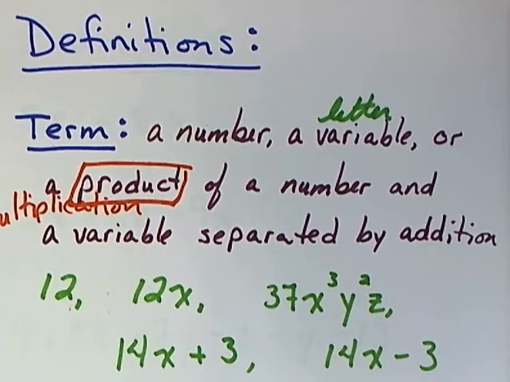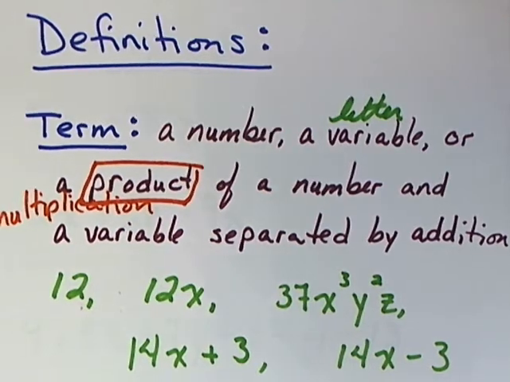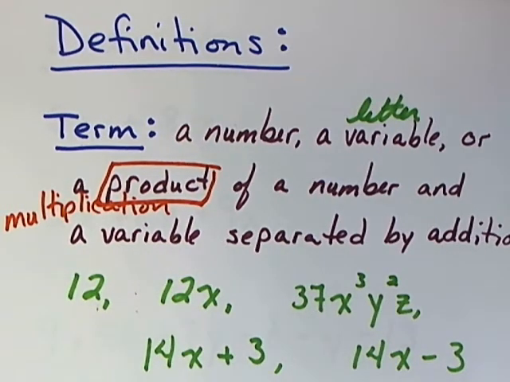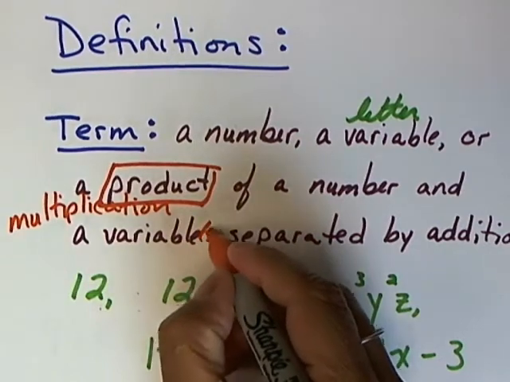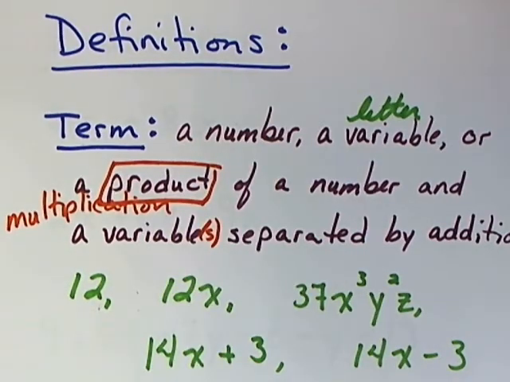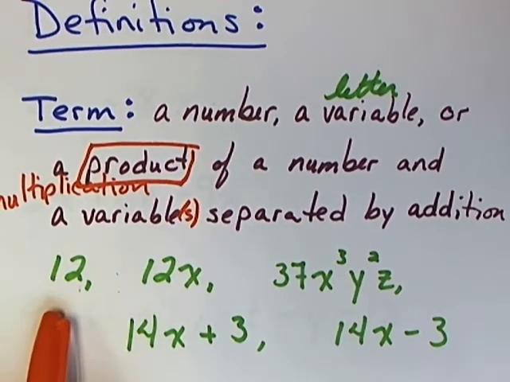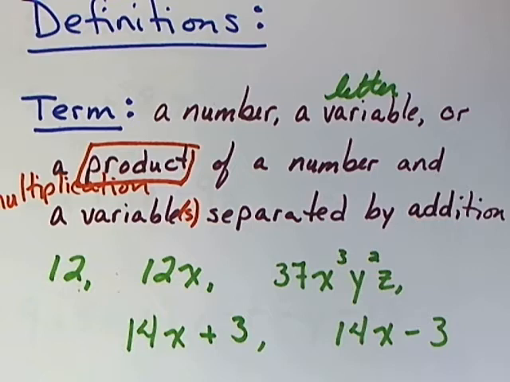Okay? Product means multiplication. So it has to be a multiplication of a number and a variable, or it could be variables, could be more than one, and those terms are separated by addition. So for example, if I had the number 12, that's a number, so that would be a term. If I had 12x, remember a number and a letter mushed together like that, right next to each other, means 12 times x. Times is multiplication, so 12x is a product of a number and a variable.